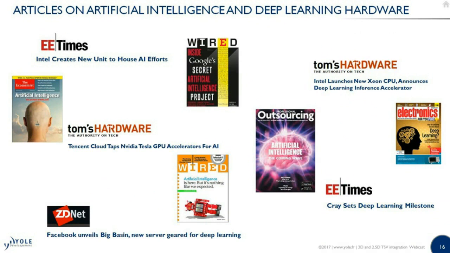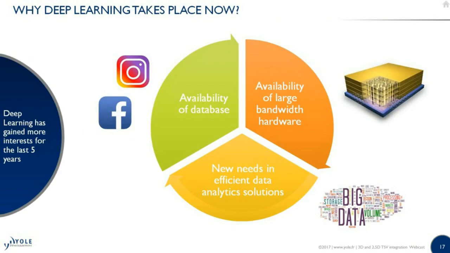So as you may have noticed, over the last year there were many articles, many talks about artificial intelligence and deep learning, as it's a hot trend. I won't read everyone, but I think it's quite interesting to ask why deep learning takes place now. It actually takes place for three reasons. Deep learning is a process that consists in educating machines. But for that, there was a first need of a database to do it. And now with Facebook, Instagram, there is a large available database of images. And it was the first step.